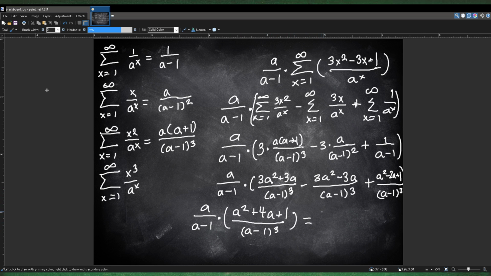And that should simplify relatively to just a times a squared plus 4a plus 1, all over a minus 1 to the power of 4, which is what we predicted it to be. This is linear, quadratic, cubic, and now it's a quartic. And then we have a squared plus 4a plus 1. Oops, sorry, that looks like a 9. That's a 4.